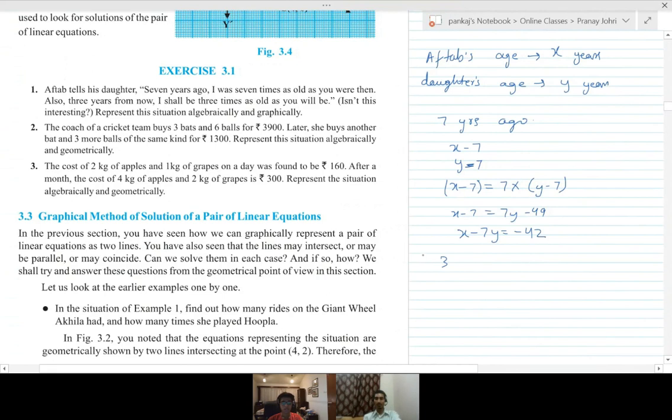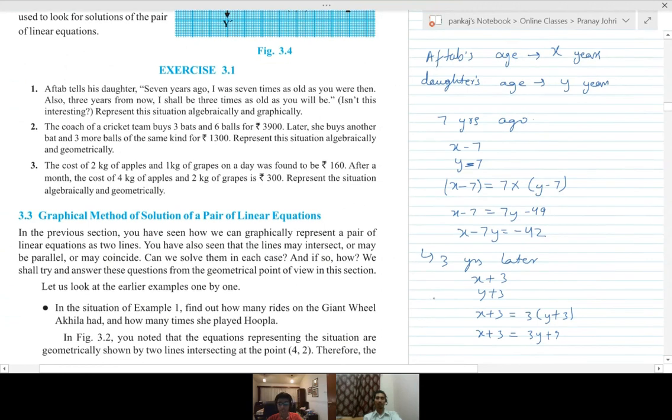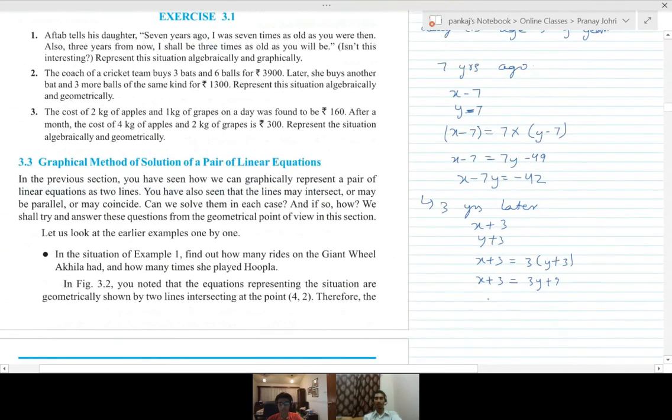And then 3 years later, Aftab's age will be X plus 3 and his daughter's age will be Y plus 3. It also says X plus 3 is equal to 3 times Y plus 3, so he's 3 times as old. So X plus 3 is equal to 3Y plus 9. So X minus 3Y is equal to 6. Now we have to plot the graph.